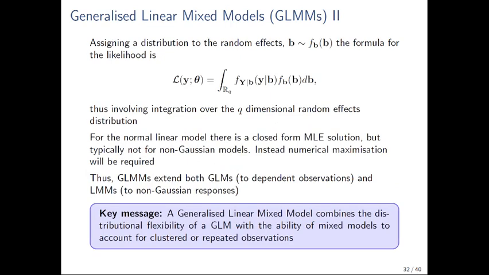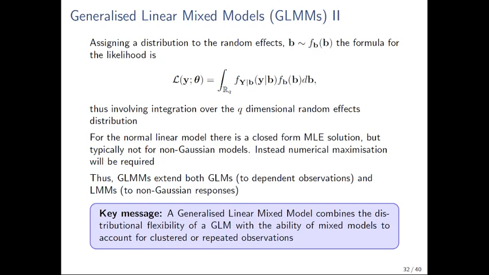Okay, so assigning some distribution to the random effects, the formula for the likelihood involves integrating the conditional density of y given b against the density of b, an integral over a q-dimensional random effects distribution. For the normal linear model, this integral has a closed form MLE solution. That's what we exploited in the previous section of the lecture, but typically a closed form solution is not available for non-Gaussian models, and so numerical maximization is required, and that can introduce complexity.